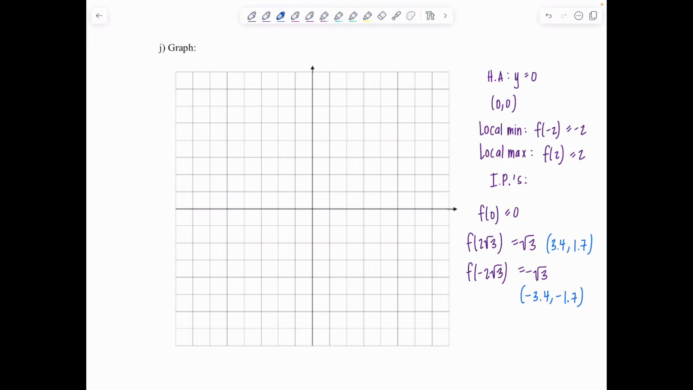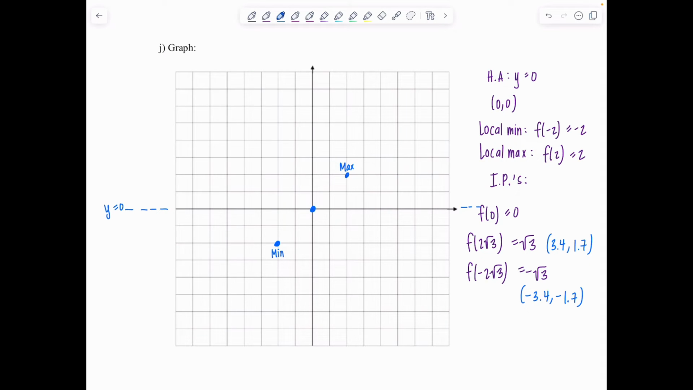So first things first, let me put in the horizontal asymptote y equals 0, so we don't forget that. There we go. And then we have that x-intercept at 0, 0. I'm just going to scale by ones. It's looking good. Local min, f of negative 2 is negative 2. There's my min. Local max, f of 2, which is 2.